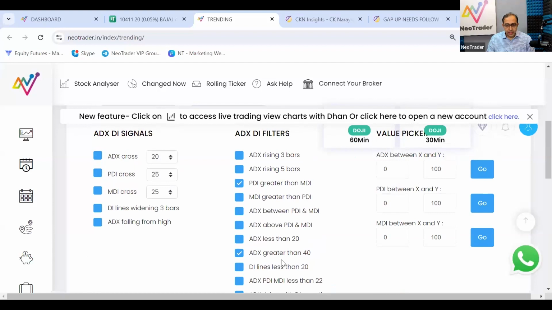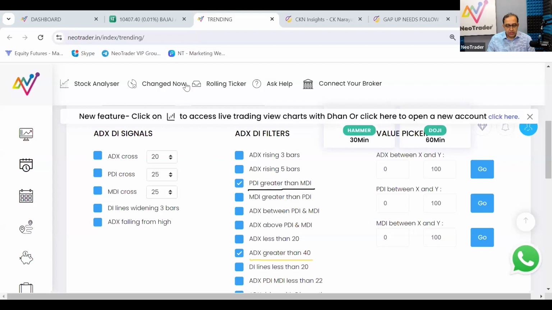So you are seeing, first up, where the ADX is greater than 40. Then you are seeing where the positive DI is greater than negative DI. Why? Because you want to trade in positive stocks. So you know that यहाँ पे trend strength है और यहाँ पे ये ज्यादा है. So you will get more set of stocks.